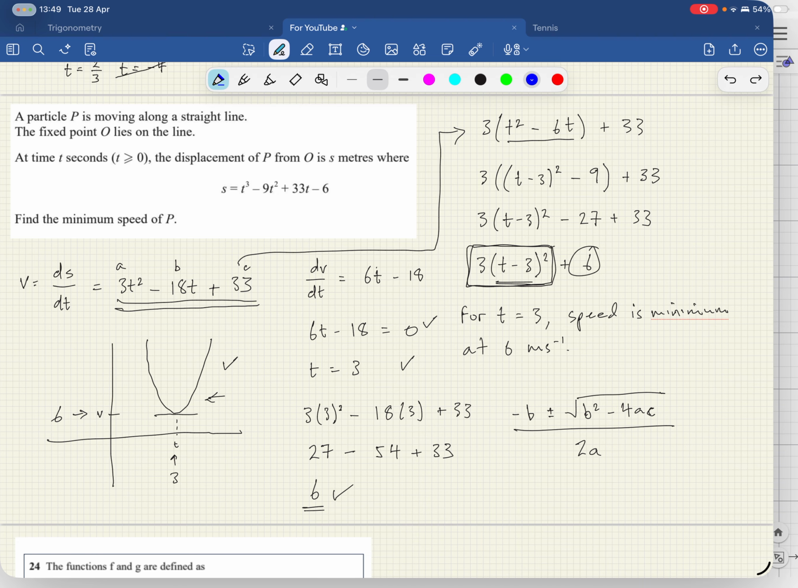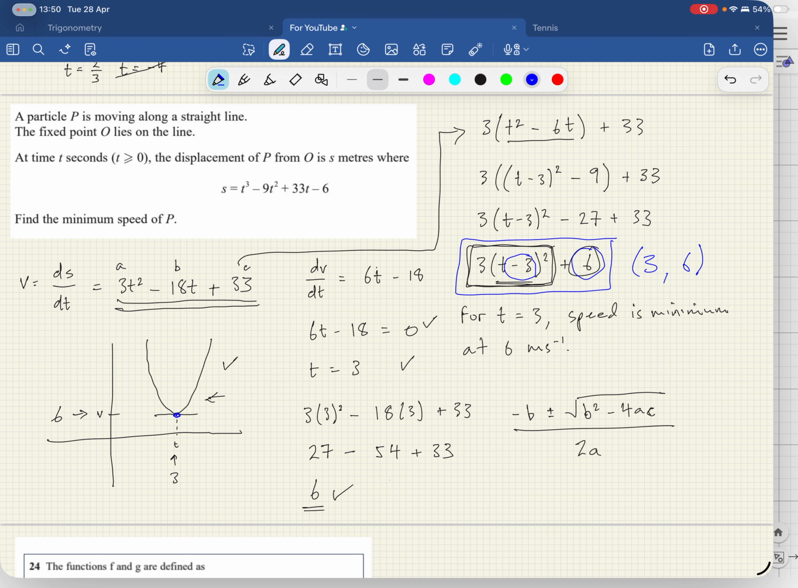And we said another way of doing it was to convert it to completed square form, as we did here, and then we can just read off. We take this one and change its sign, and take this one and don't change its sign, and that is the coordinate of the turning point here, 3, 6. Okay, so there were two different ways of doing this.